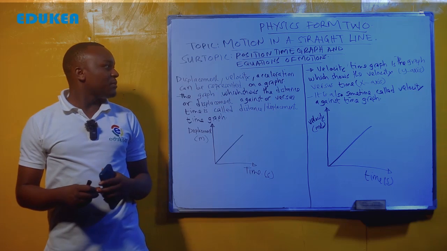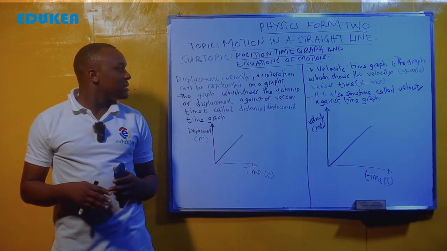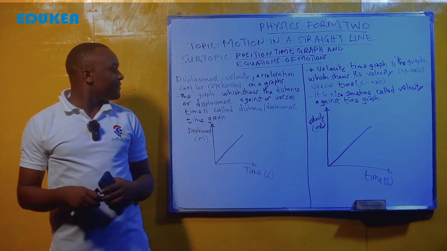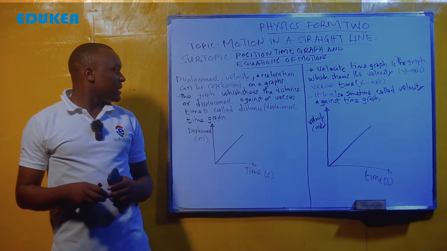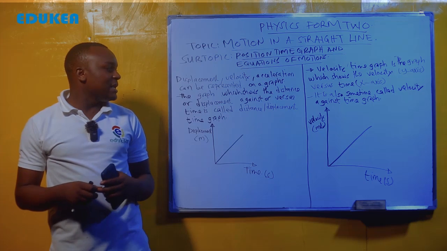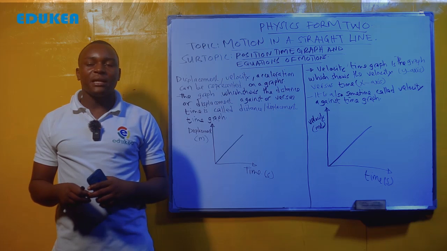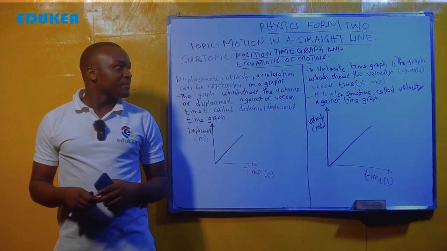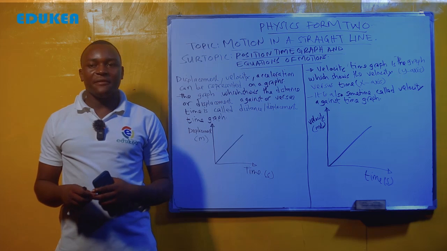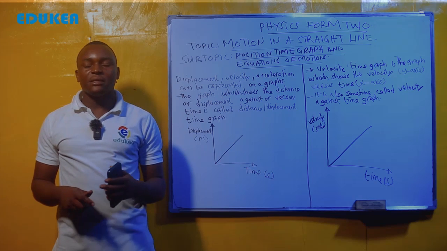Within position time graphs, we say that we can represent displacement, velocity, and acceleration by using a graph. The graph which shows distance or displacement against time, we call a distance or displacement time graph. But the graph which shows the relationship between velocity and time is what we call a velocity time graph.